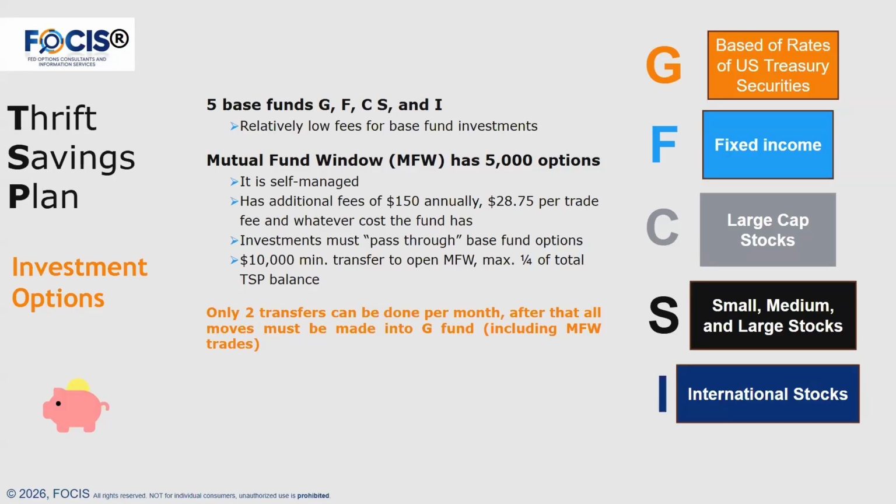But then also, obviously one of the reasons why everybody keeps their money in the TSP is that there's such low fees. Well, that may not be true with the mutual fund window, where there's 5,000 other investment options to choose from. And so let's talk about that.